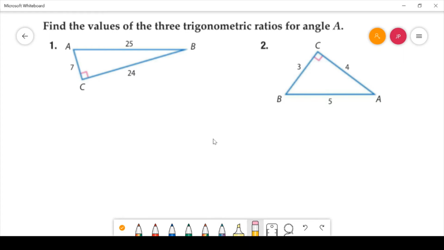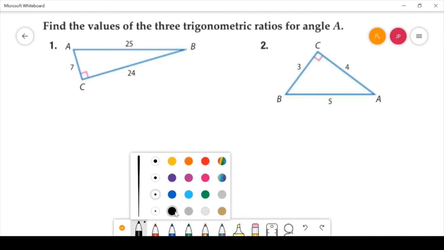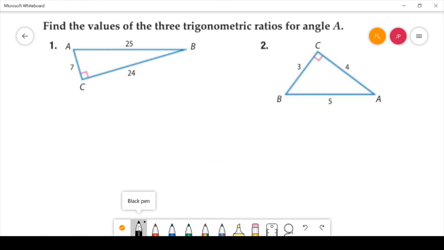Hey, I just wanted to go through and do one problem for each section for Algebra 1, 10-6. Go over trigonometric ratios. So this is the first one that I was going to go over. For number 1, it says: find the values of the three trigonometric ratios for angle A.